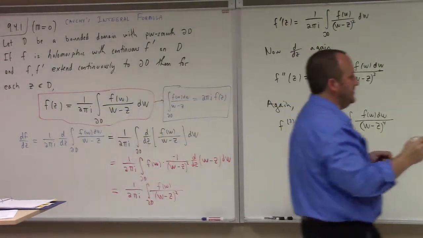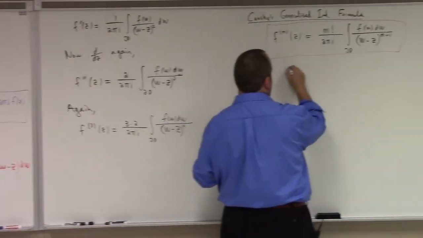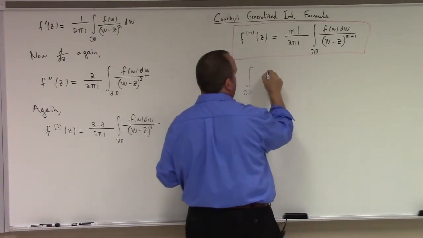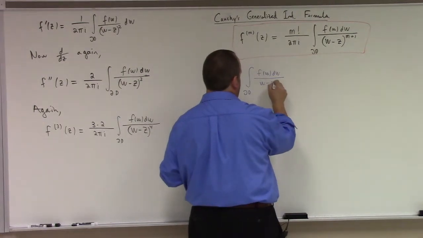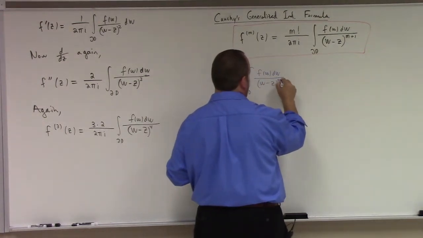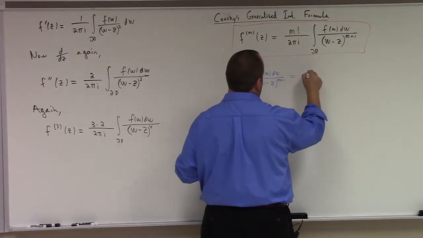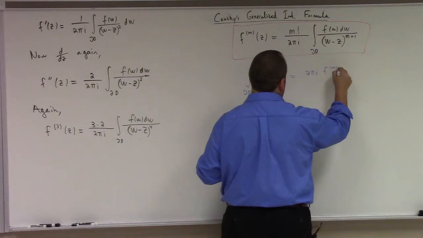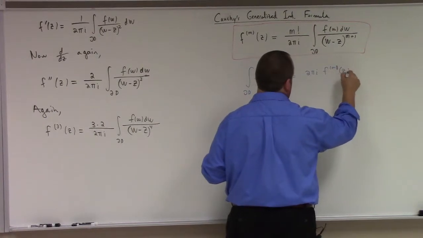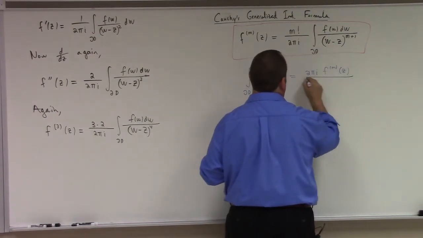This one, we could trade for the integral over the boundary of D of f of w dw over w minus z to the m plus 1 equals 2 pi i, the mth derivative evaluated at z divided by m factorial.